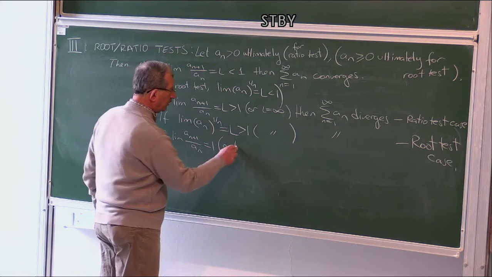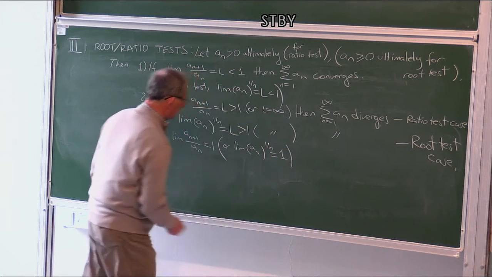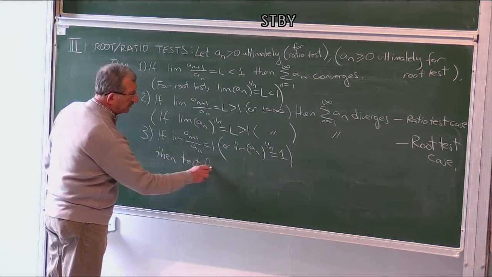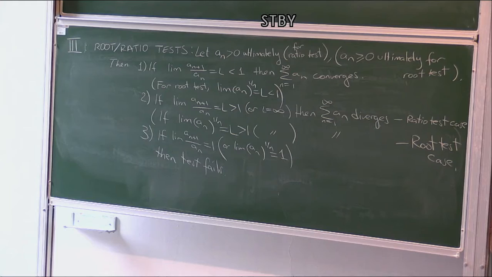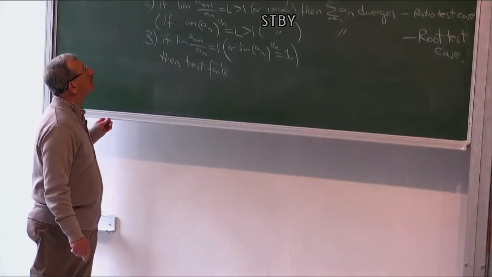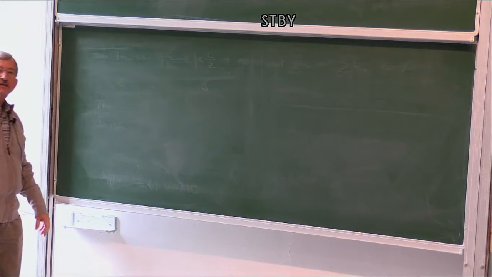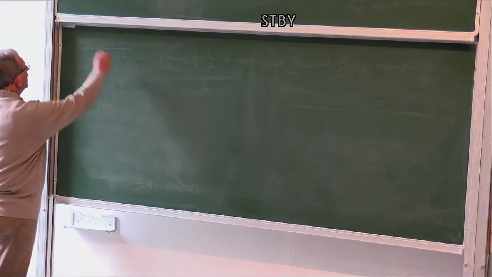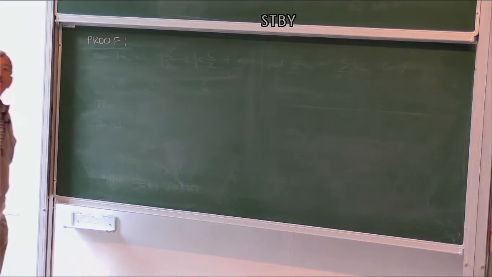Or the limit of a_n to the 1 over n is 1. Then the test fails. Now, test fails means that it doesn't say anything. Now these are very practical tests, but their use should be carried out with care. Let us see why these are comparison tests again.